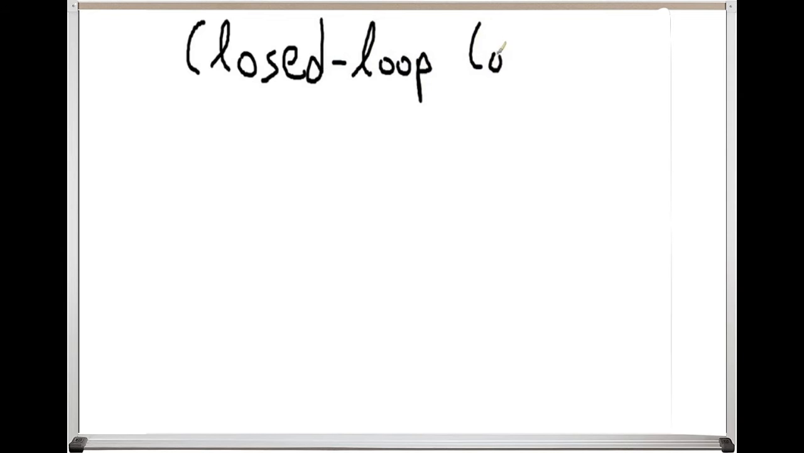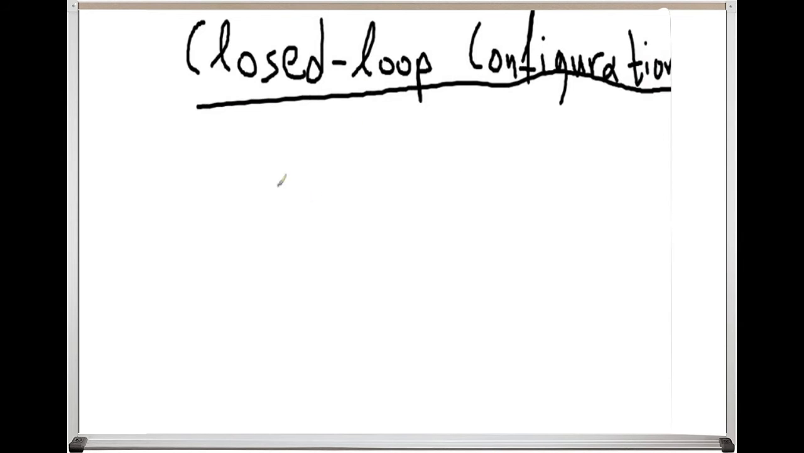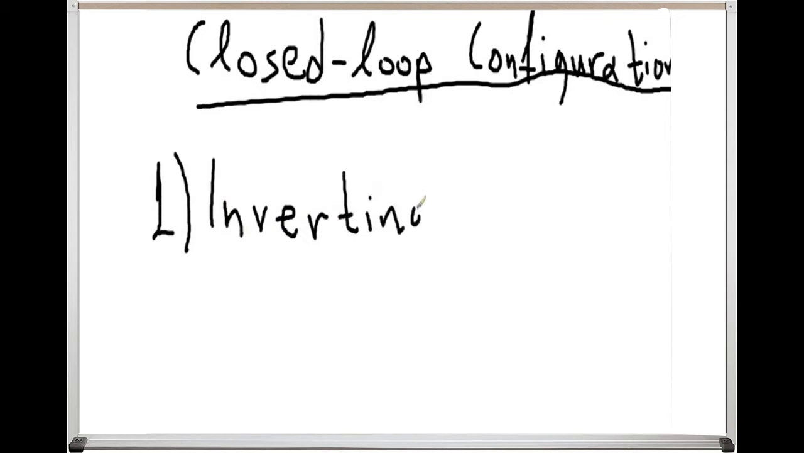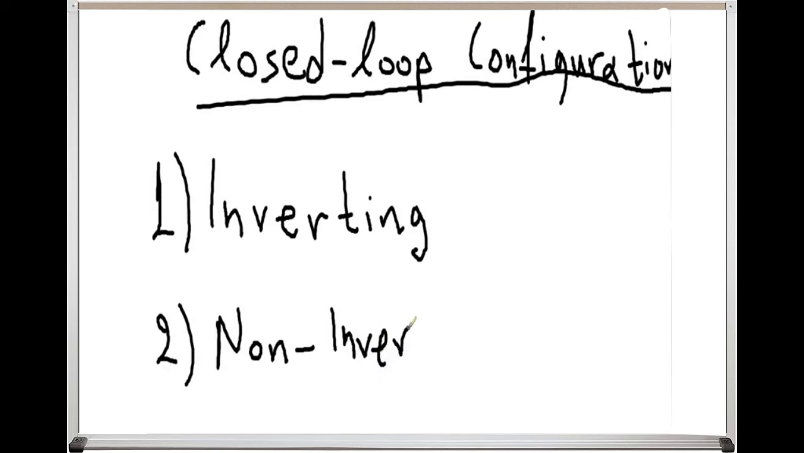There are 2 basic closed loop configurations. The first one, where the input voltage is applied to the negative input terminal of the op-amp, is called inverting configuration. The second one, where the input voltage is applied to the positive input terminal of the op-amp, is called non-inverting configuration. In both cases we are applying feedback to our circuit in order to limit the gain.